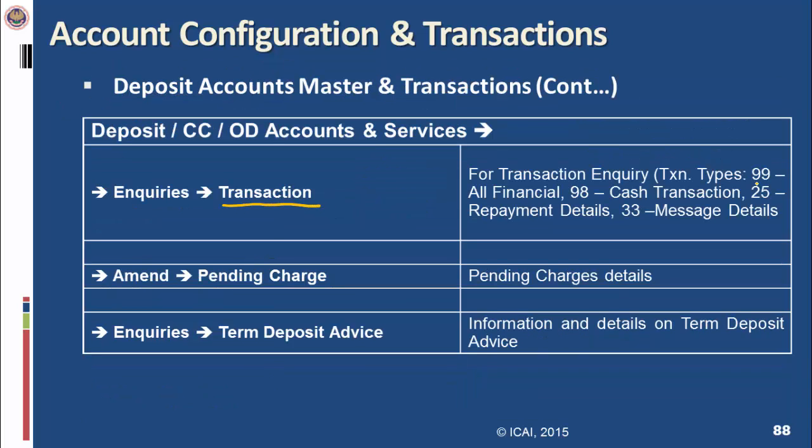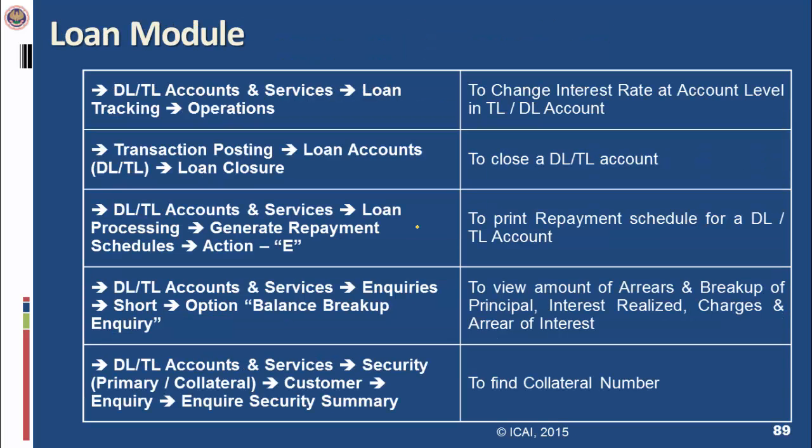Now for transaction, there are various types available. Transaction type 99, 98, 25, 33, right? So 99 includes all financial transactions, 98 includes only cash transactions on a particular account, 25 includes the repayment details, whereas 33 includes only the message detail. Likewise, we have other options available.